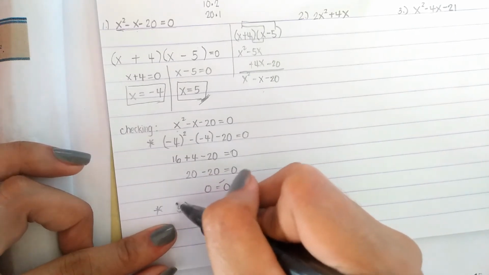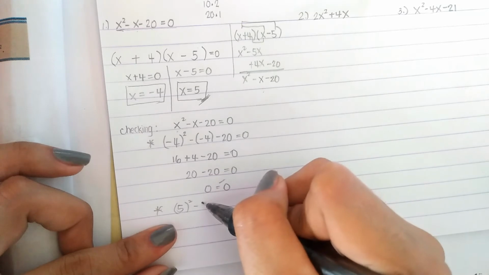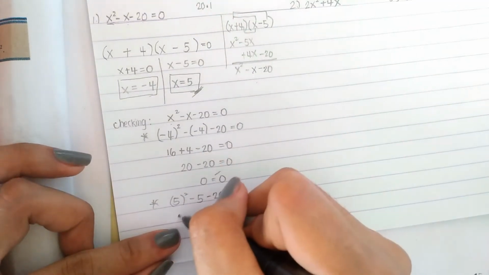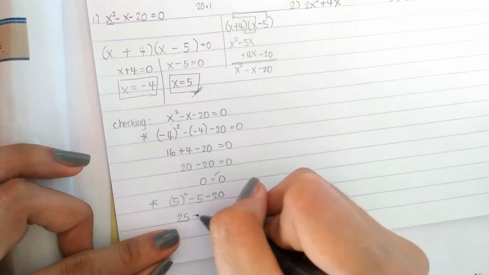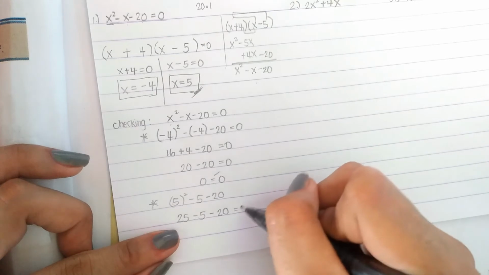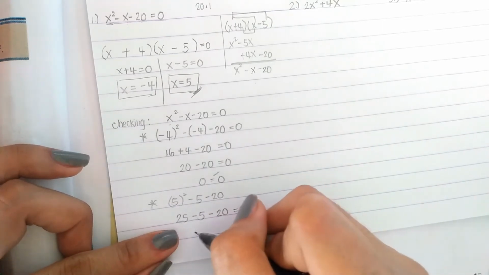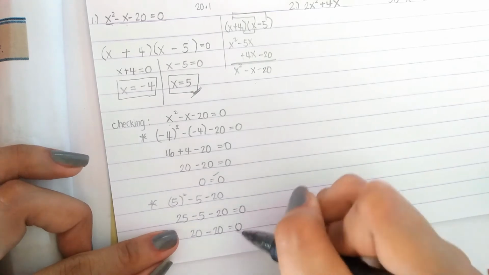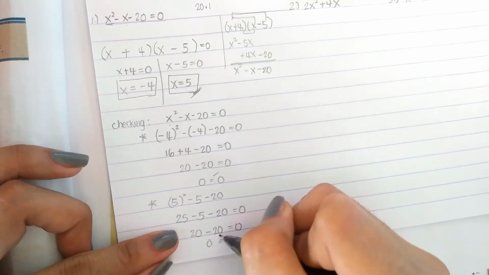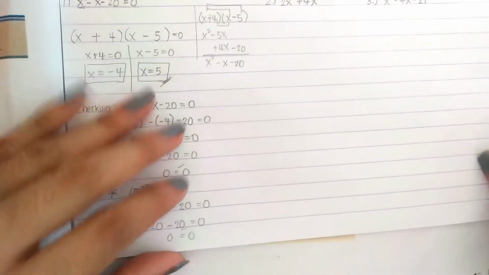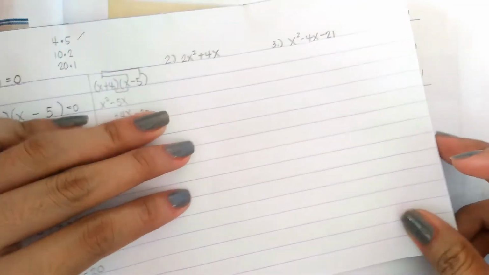Okay, let's try to use this too. 5 squared minus 5 minus 20. So this will be 25 minus 5 is 20, minus 20 is equal to 0. So 0 is equal to 0. Check. Okay, understood everyone? So let's proceed to the next example.